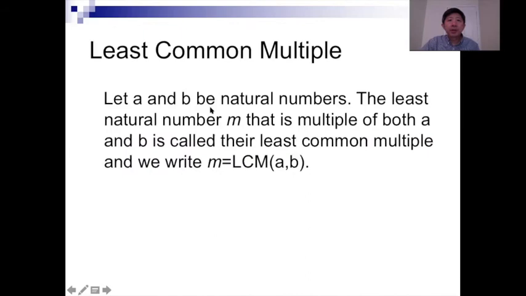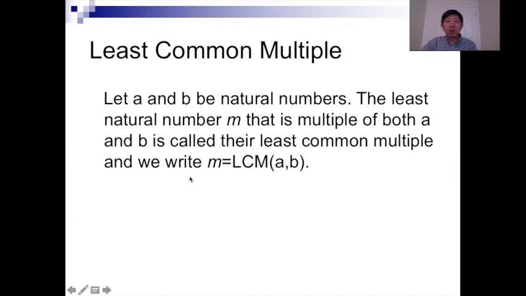And next, we're going to talk about the least common multiple. Here's the definition, all right? Let A and B be natural numbers. The least natural number n that is a multiple of both A and B is called their least common multiple. And we write n equals LCM(A, B). Okay, that's its definition, all right?